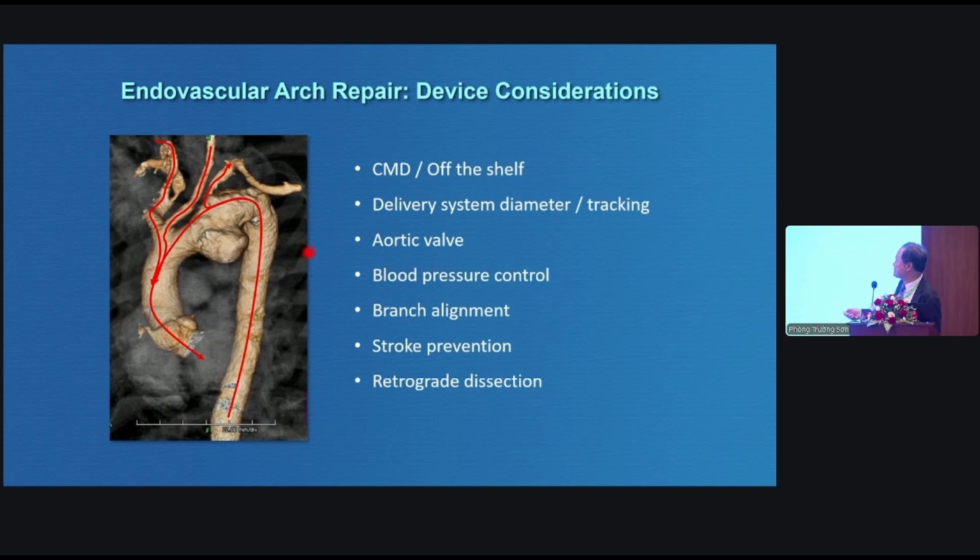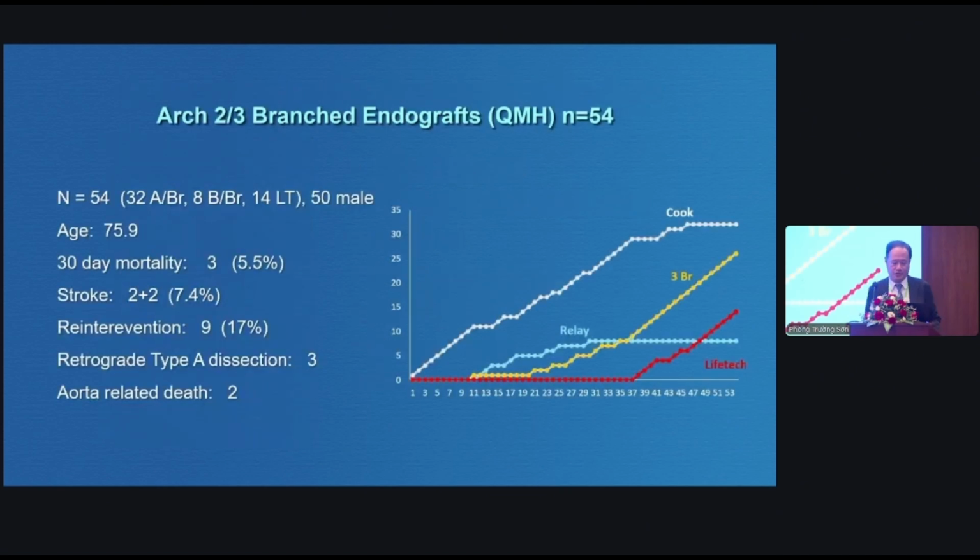The delivery system tracking, how big it is, does it track up to the arch that well? Do we have to cross the aortic valve, because the Cook arch branch has a very long delivery tip that you have to get a stiff wire through the aortic valve? Do you need blood pressure control, some sort of rapid pacing or IVC balloon occlusion to reduce the blood pressure as you deploy the graft? How do you align the branch? Do you have to do exact branch alignments? And of course, stroke prevention and the risk of retrograde dissection. Are there any barbs and bare stents in front?